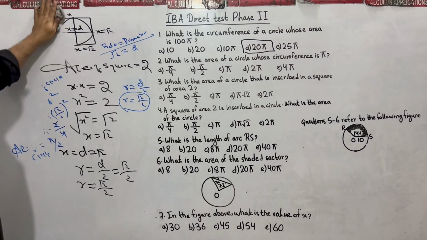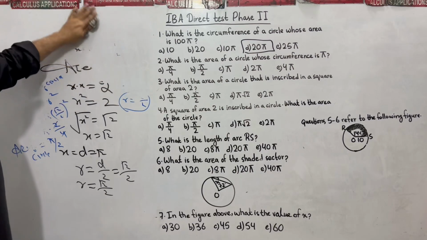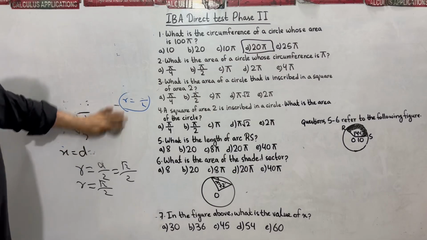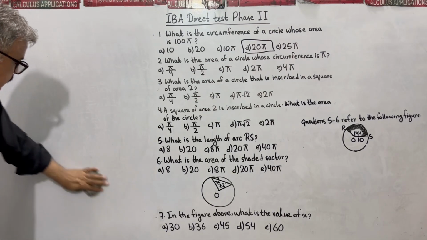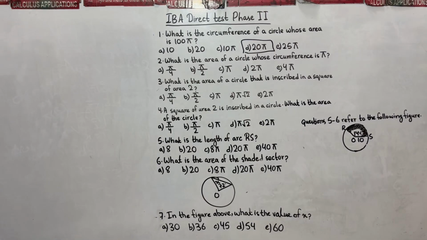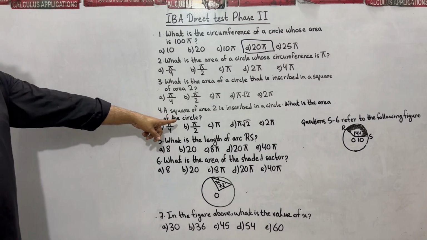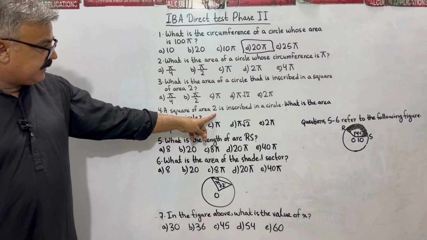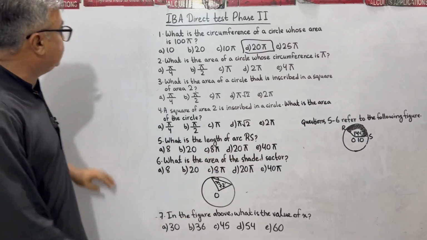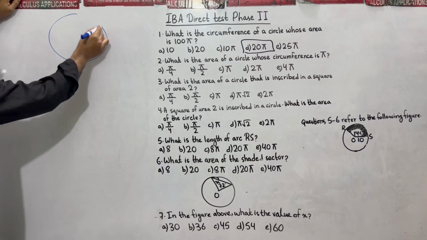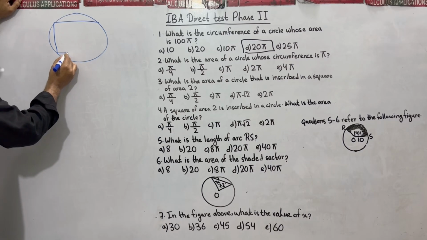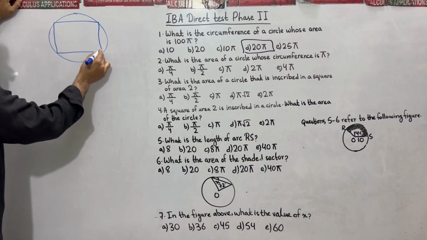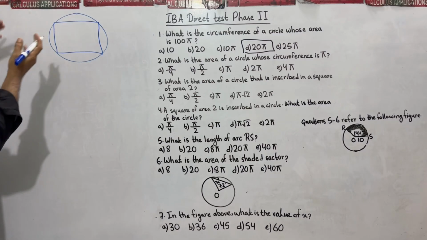Let me erase this first. Question number 4. A square having area 2 is inscribed in a circle. We have a circle, and in that we have to inscribe a square. All sides are equal. Figure is not drawn to scale, obviously.